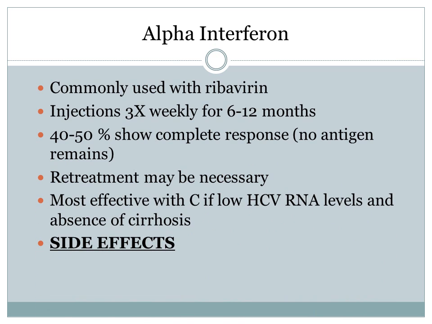So in review, alpha interferon, again commonly used with ribavirin, injections 3 times a week for 6 to 12 months. Almost 50% show complete response rate where no antigen is present with a blood test following treatment. However, retreatment may be necessary should this not occur, and it's most effective with hepatitis C if there are low RNA levels and absence of cirrhosis. Side effects: headache, fever, fatigue, arthralgia, myalgia are common, especially with the initial injections. There also may be medication-induced thyroid disorder and pulmonary fibrosis.